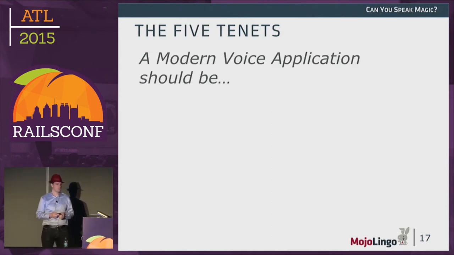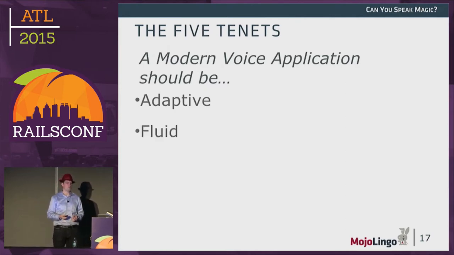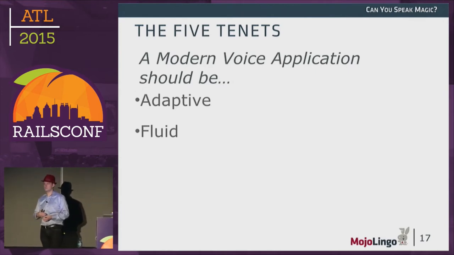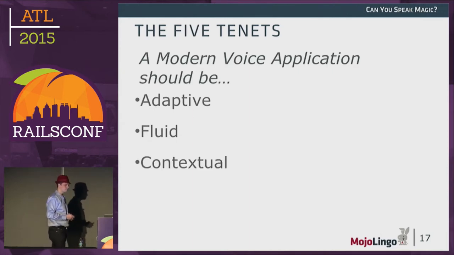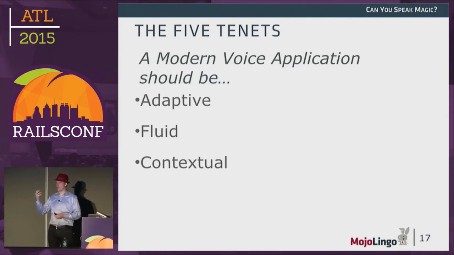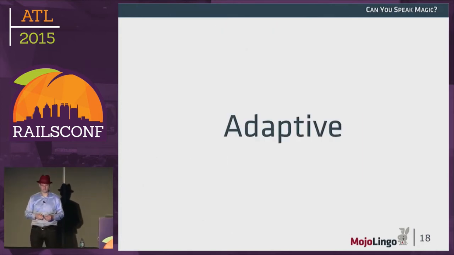So a modern voice application should be adaptive, which to me means that it should take advantage of the capabilities of various devices on which it's running. It should be fluid, which is to say it should be able to move across devices and across time and even across users and still preserve the context of the conversation. It should be contextual, because really this is the value of what you're building, the communication happening in context with whatever application it supports. It should be trustworthy, because the worst thing in the world is to communicate something sensitive and then have it revealed, or otherwise abuse users' trust. And last point is that it should be referenced. So let me go a bit more into each of these.